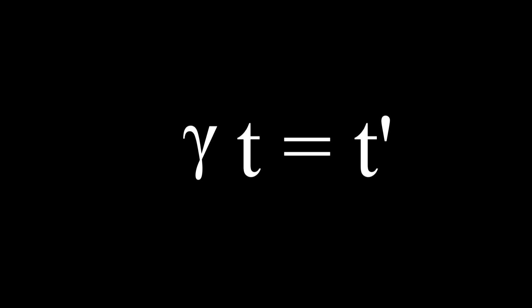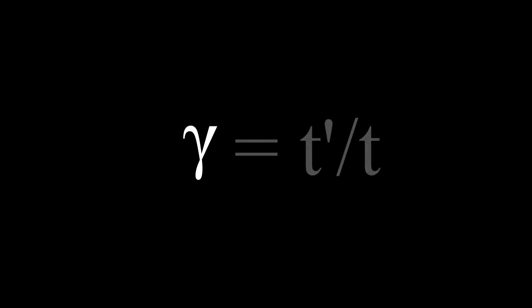Firstly, we will define gamma as the factor that, when multiplied by some time t, will become dilated or stretched time, represented here as t prime. Dividing both sides by t, we find that gamma is equal to t prime over t. Remember this definition. In order to find some analytic solution to gamma, we must draw out a diagram.